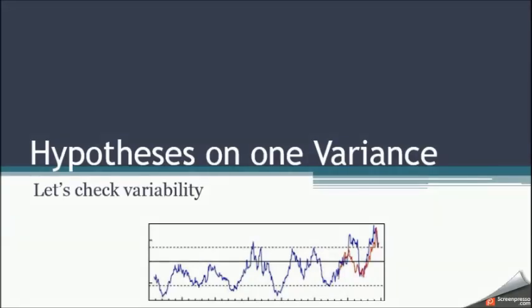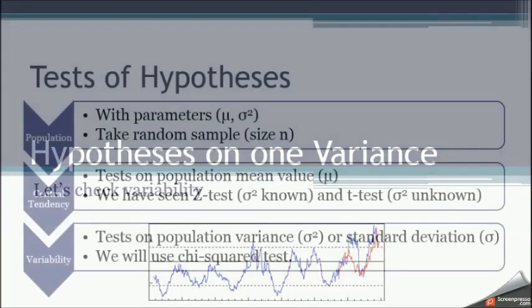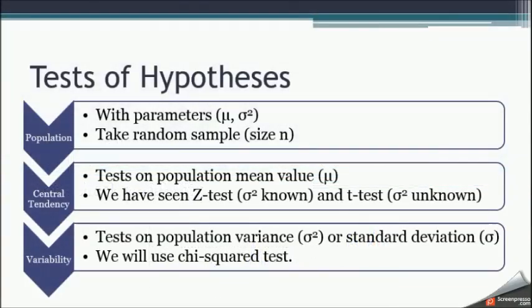Welcome to this lesson about the hypothesis on the variance. Now we are going to check the variability of a population. Previously we have seen how to check the mean value, which indicates the central tendency of the population. We know that any population is mainly described by two parameters. We have mu, the mean value, to describe the central tendency. Also, we have sigma square, the variance of the population, to describe the variability within the population.